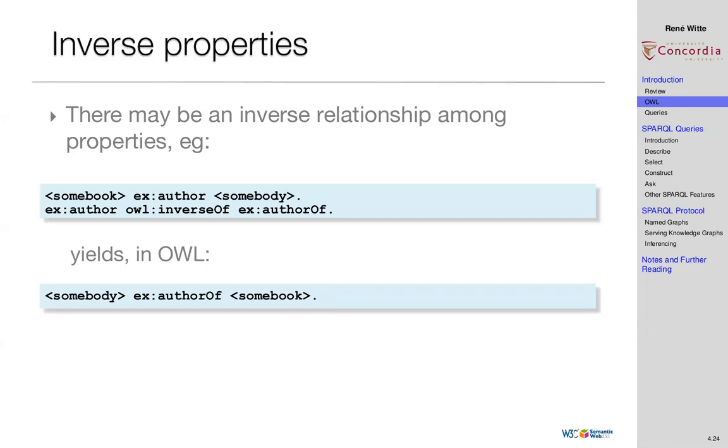You can also define inverse relationships between properties. You can say, for example, that an author is the inverse of author of. And then when somebody is an author of something, then the inverse is automatically concluded as well. This often helps because in the graph, the edges are directed between the nodes, and very often you want to traverse them in both directions. And then instead of defining all properties twice, like author and author of, you just define one and say that the other is the inverse of.